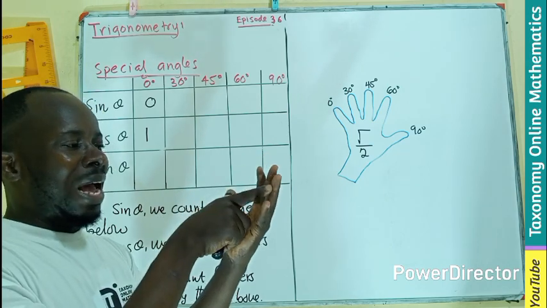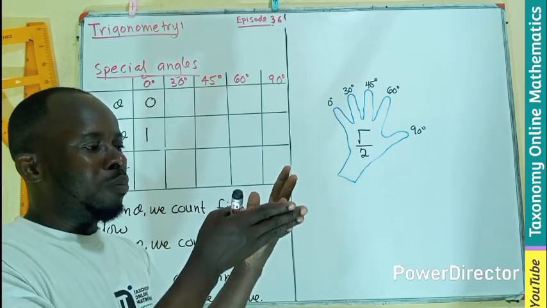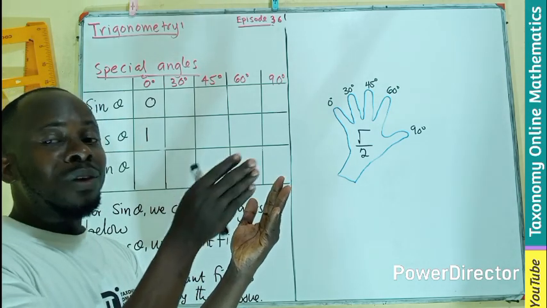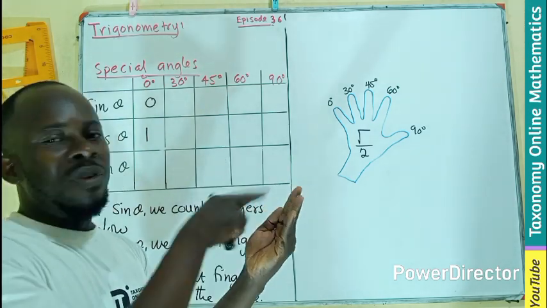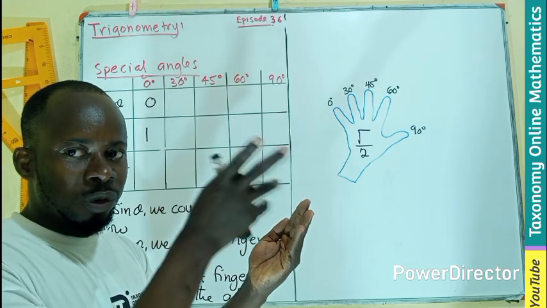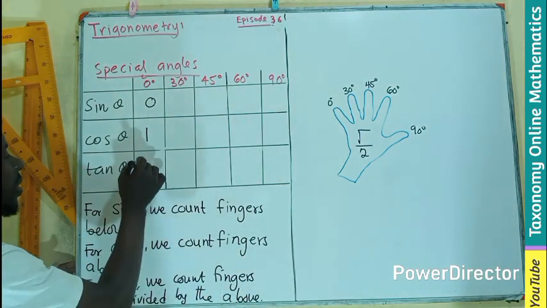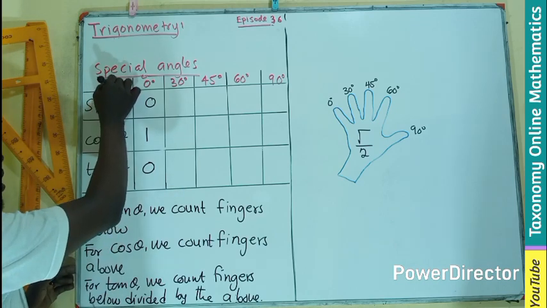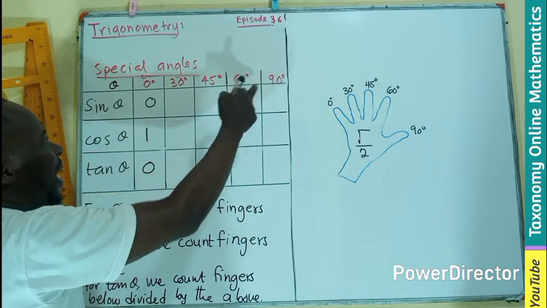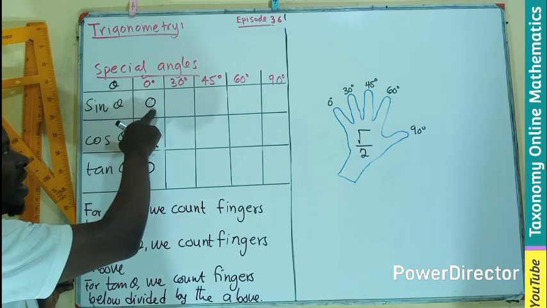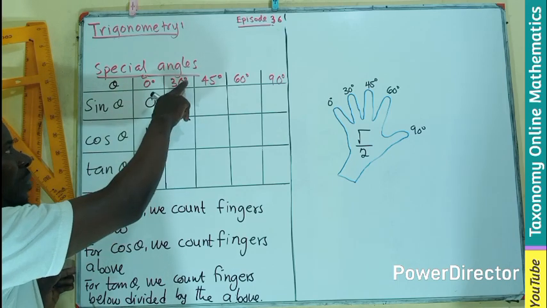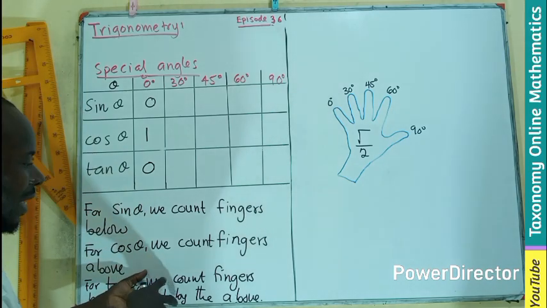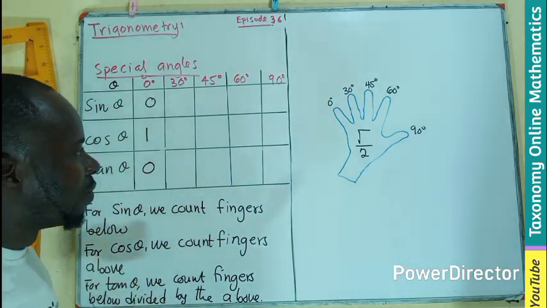Then when it comes to tan, you are picking the fingers below that specified finger, then above. So below for sine, above for cos. So 0 over 4, and 0 over 4 will still give you 0. So tan 0 is 0. Theta here represents the angle. When you come here, theta will now become 30 and move in that order. We will explain how the tan becomes this when we move forward.